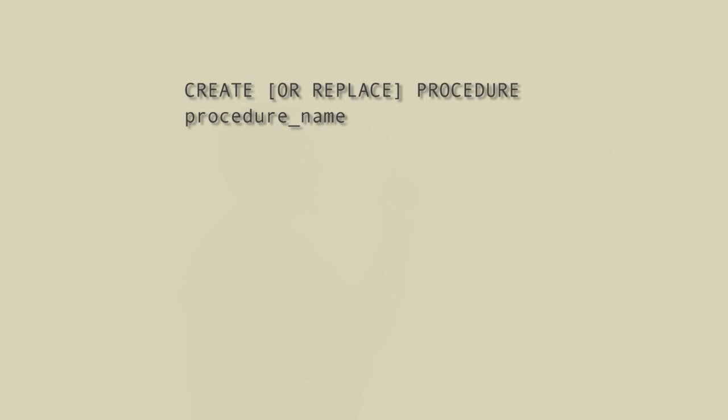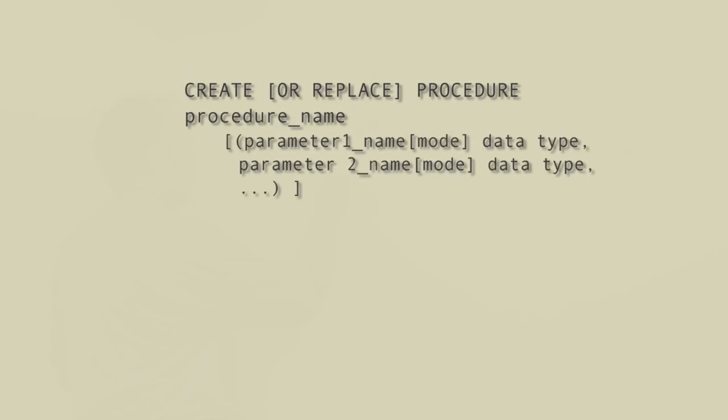So what you do is you create the procedure, you give it a name or replace, and then right after that is where you start listing. This is where you list the parameters that you're going to use. You also have to tell it the type of the data that you're going to be using.